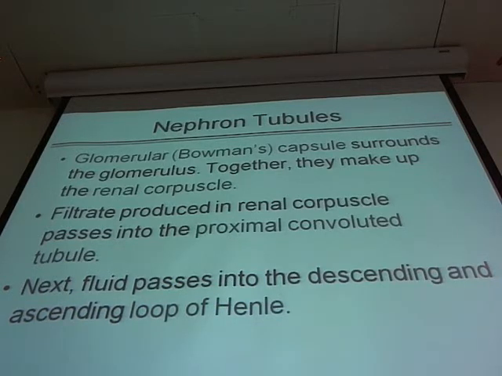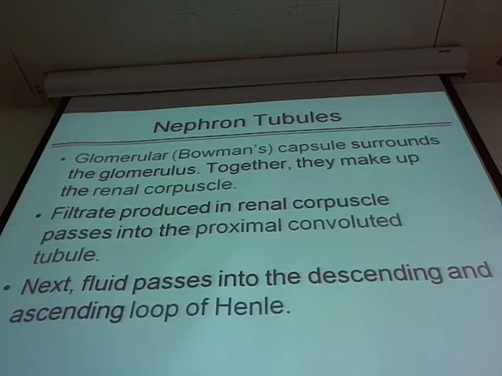Nephron. Glomerular. Bowman's capsule surrounds the glomerulus and makes up the renal corpuscle. Filtrate is produced there. It's pushed through. The stuff is filtered out. Big stuff doesn't get through, such as proteins, albumin. Amino acids, singular, will get through, but big proteins like albumins will not get through. Because in your distal convoluted tubule, you're reabsorbing things like that. We'll get to that.